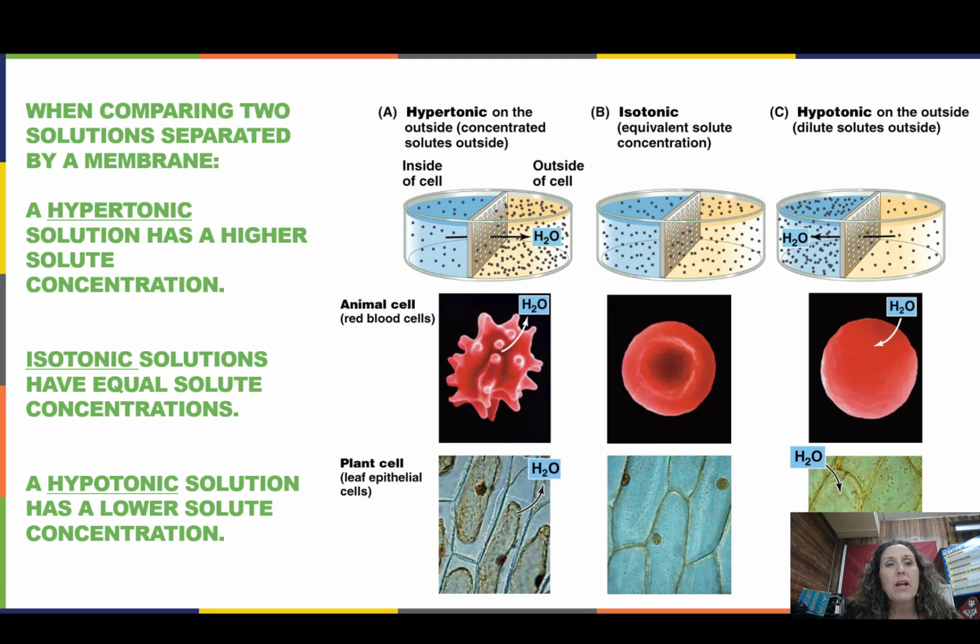So when we are comparing things in a solution, we have some terms: hyper, hypo, and isotonic. So isotonic is when things are equal on the outside and the inside of the cell. So you have a picture of a red blood cell. This is what they should look like as they are floating around your body. This is a normal red blood cell. The concentration of solutes on the inside and the outside of the cell are equal. Here's your regular plant cell. The same thing. This is what it should normally look like.